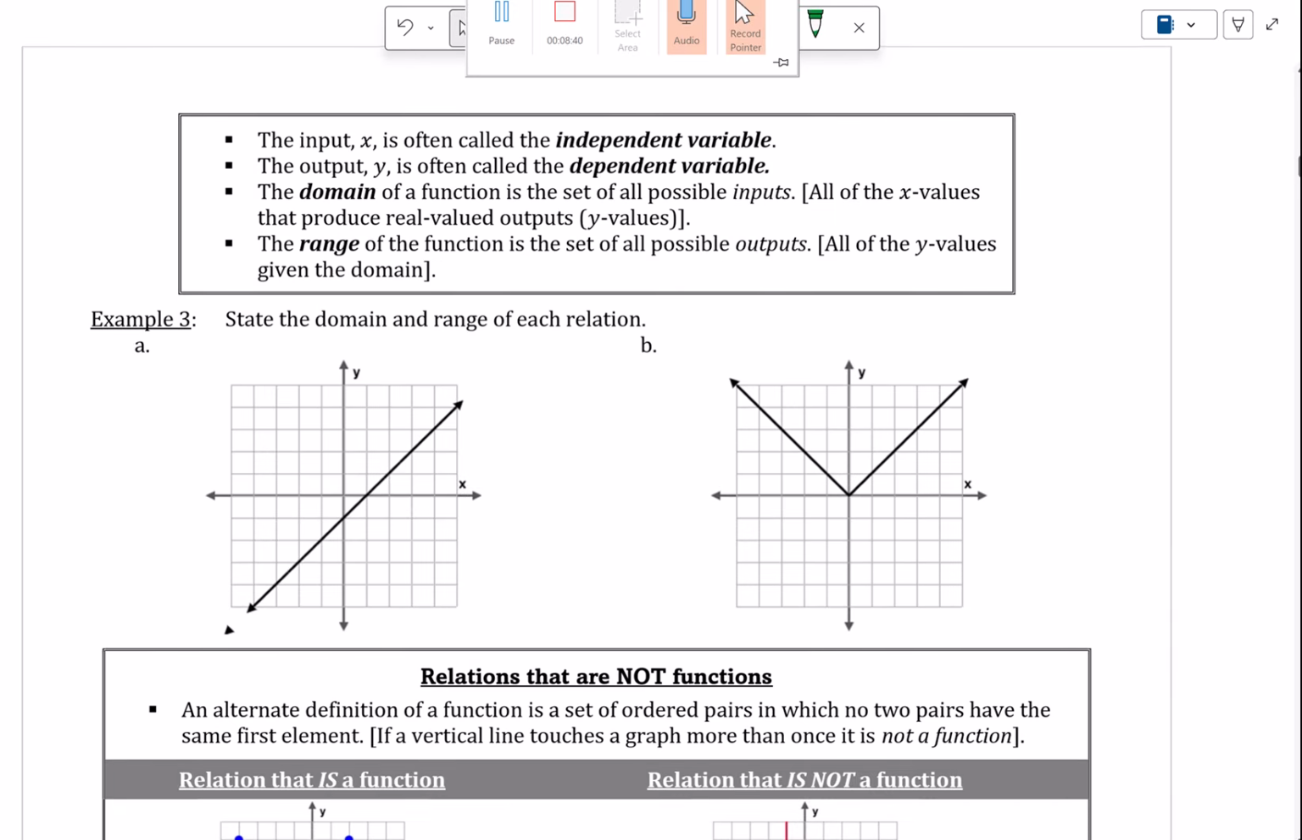All right, so our inputs are called our independent variables because that's not dependent on anything. We can plug anything in. The output is called your dependent variable because it depends on what the function is doing. So if that function is taking x times 3 minus 1, then the value I get out depends on what that function is.